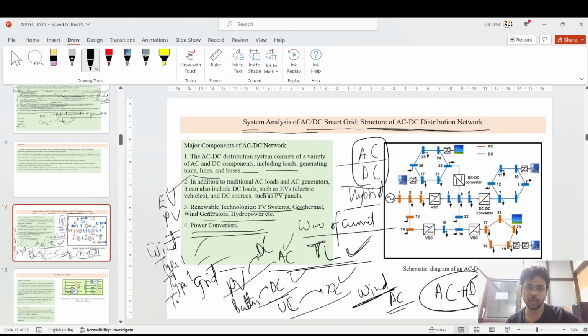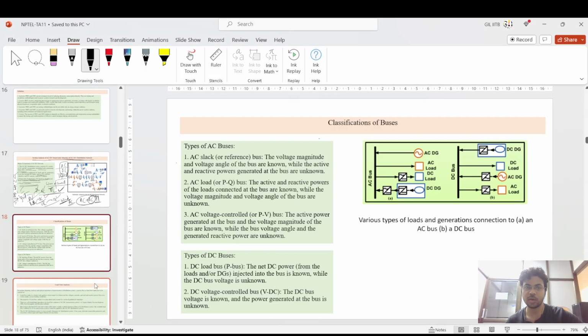Each converter is utilized for different applications, so these are key major components, and there is a lot of variability. Coming to the classification, we will go through the multiple components of this AC/DC distribution system. One is the buses, classified as AC buses and DC buses.